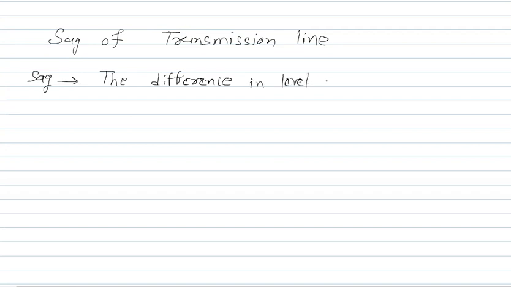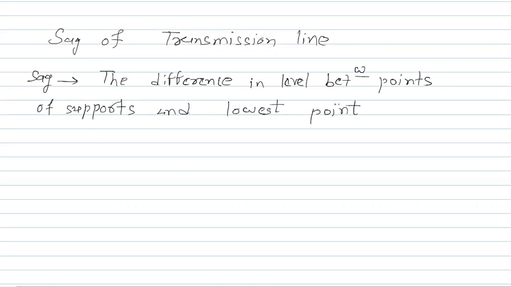Sag of transmission line. The sag means the difference in level between points of support and the lowest point on the conductor is called the sag.